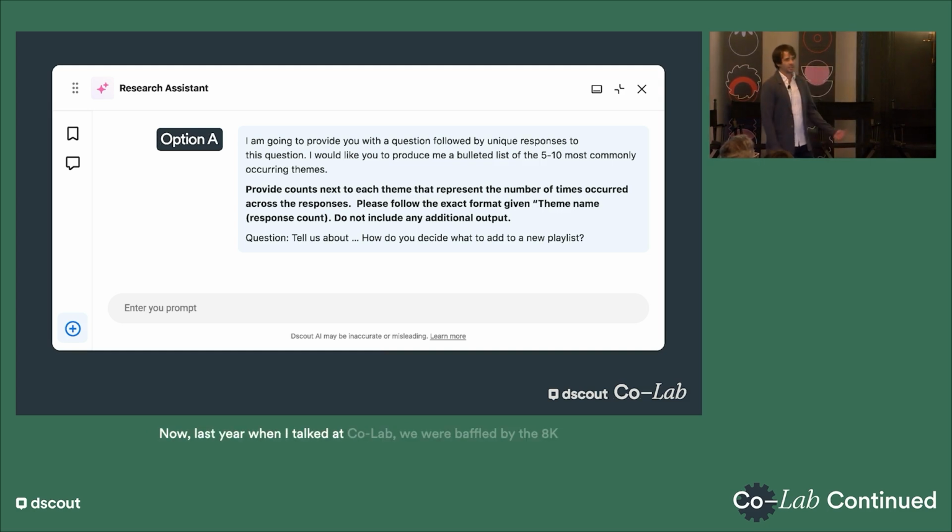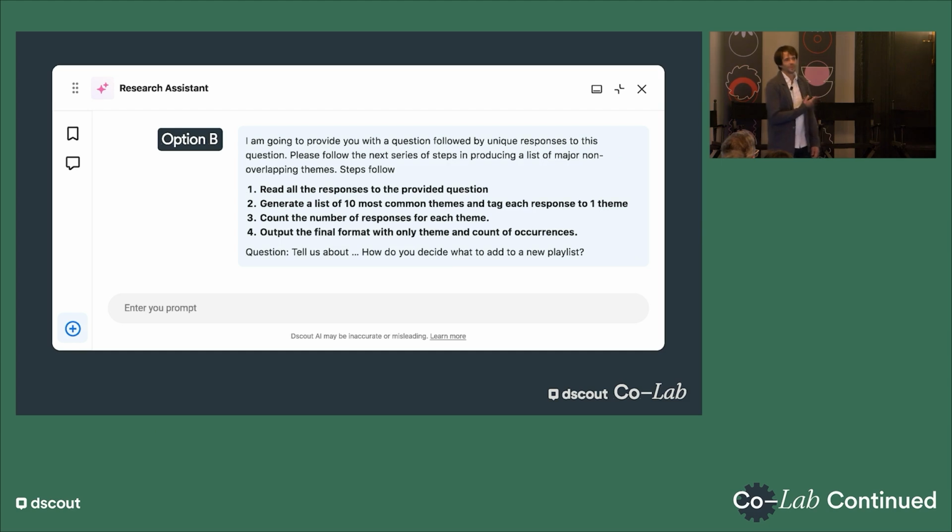Now, last year when I talked to CoLab, we were baffled by the 8K context windows of these models, which means you can put like 8,000 tokens, which is, I don't know, remember how many words, but a lot of words in this particular prompt, and we were blown away by it. But now the common size is like 128K. So you can put a ton of stuff in here for the model to use. Just remember, as you add new lines, the model does start to forget other previous lines. So every small change, you have to reiterate and check everything you've done previously, because it can just start forgetting things or not paying attention to your instructions. So here's another option.